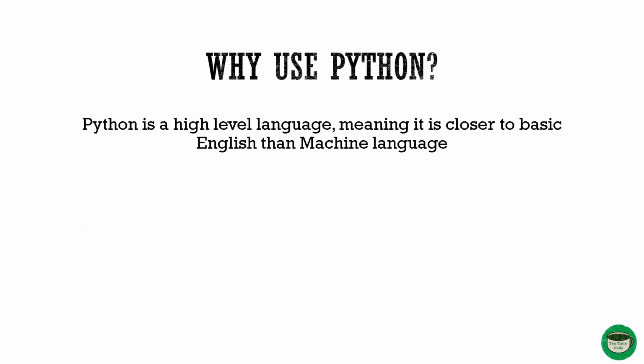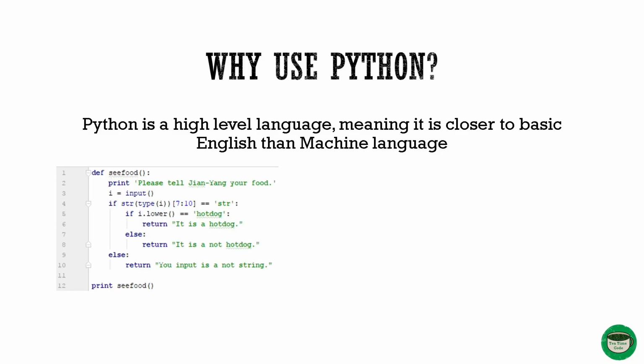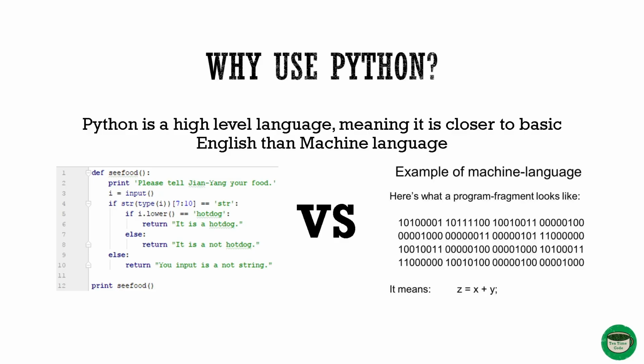Python is a high-level language, meaning it is closer to basic English with some mathematical additions to it than it is to machine language, essentially meaning it will look a lot more like this, so a lot closer to English, than it will to this, which is obviously binary.